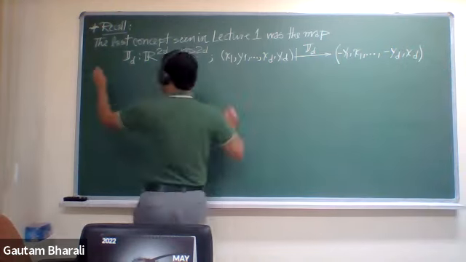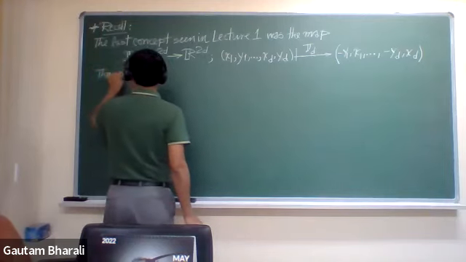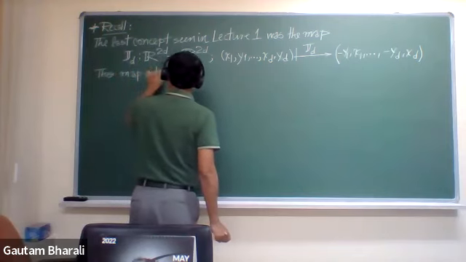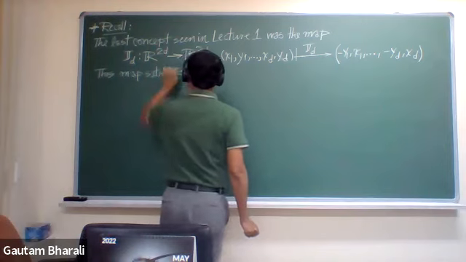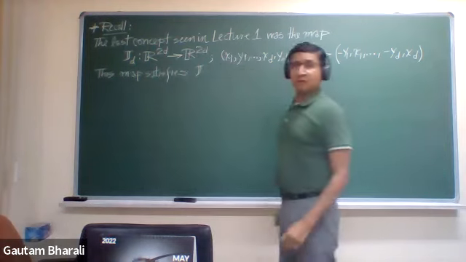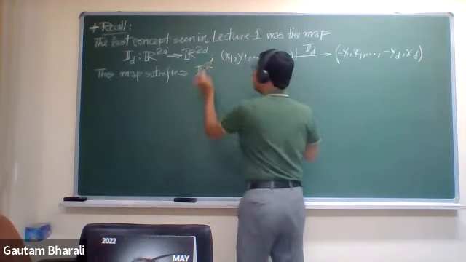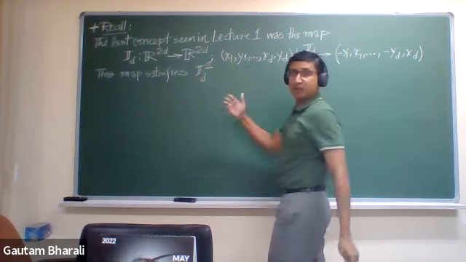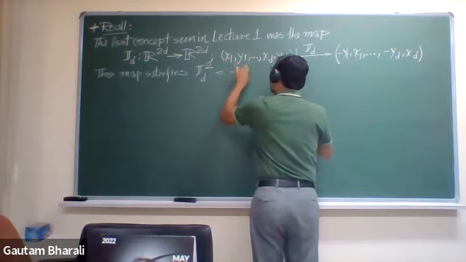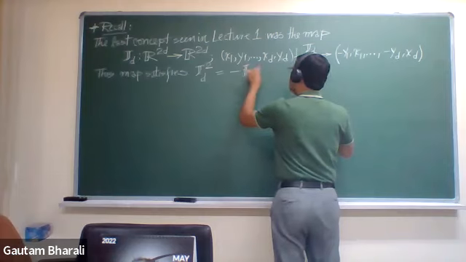So this map satisfies a relation I had the occasion to mention in the tutorial: J_D squared, that is J_D applied to itself twice, is actually the negative of the identity transformation on R^2D.